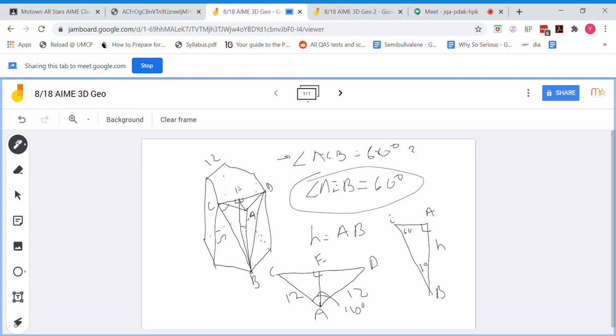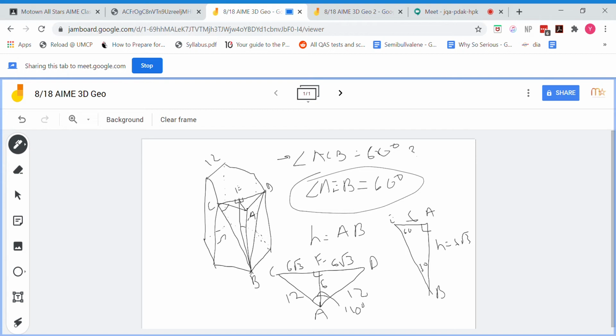We know that length CD is 12 root 3, so CE is 6 root 3, and ED is 6 root 3. And then that also gives us that EA is 6. And if EA here is 6, that means EA here is also 6. And so if EA here is 6, then H must equal 6 root 3.